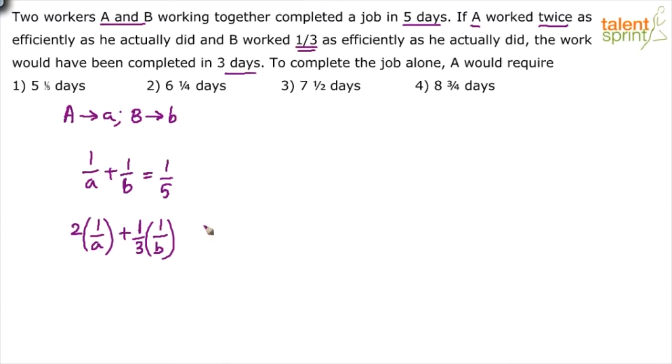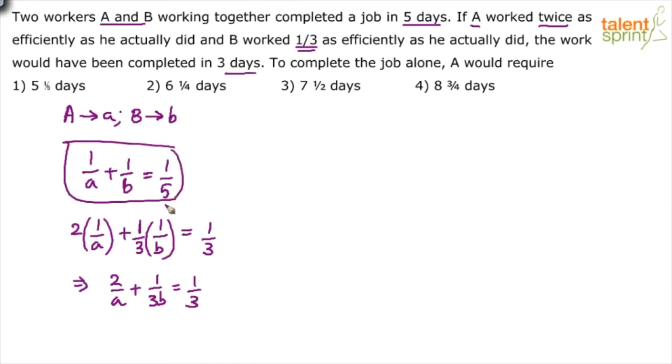Then they could finish the work in 3 days. So I can say total capacity in 1 day, or the amount of work done in 1 day, is 1/3. So what is the equation here? 2/A plus 1/3B equals 1/3. So equation number 1, equation number 2. 2 equations and 2 variables. Solve and you will get the answer. Right? Solve for the 2 variables and you'll get the answer.